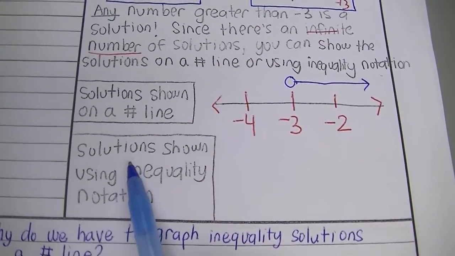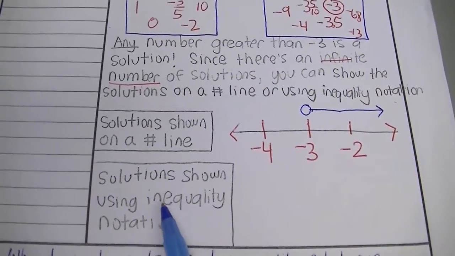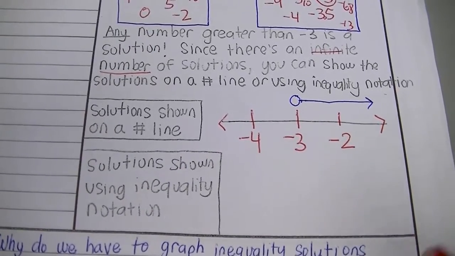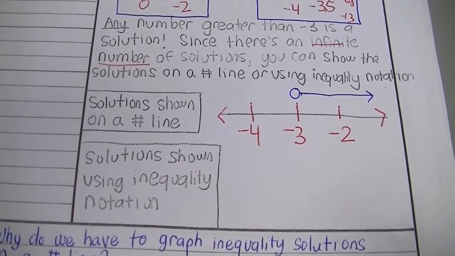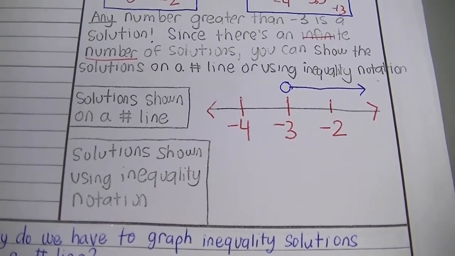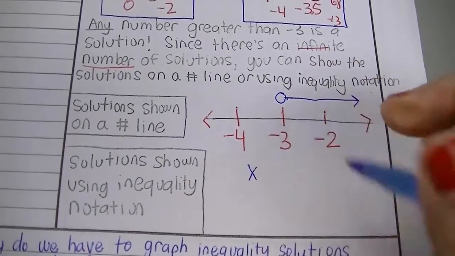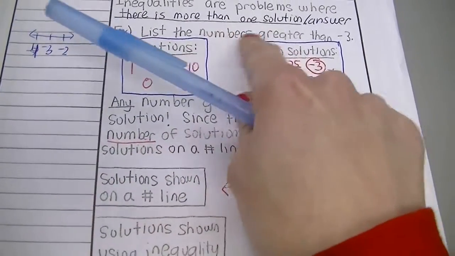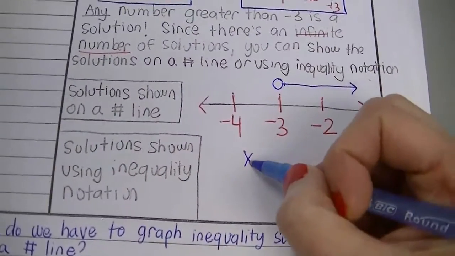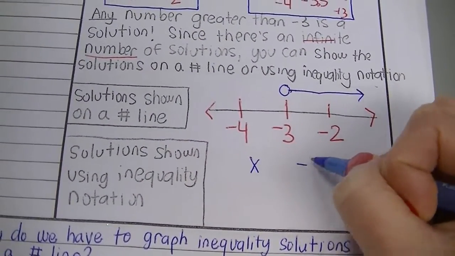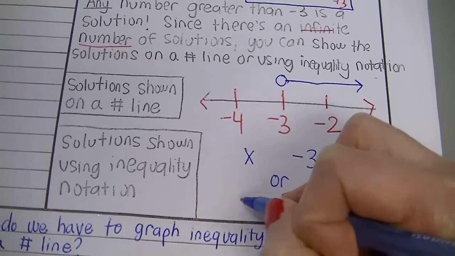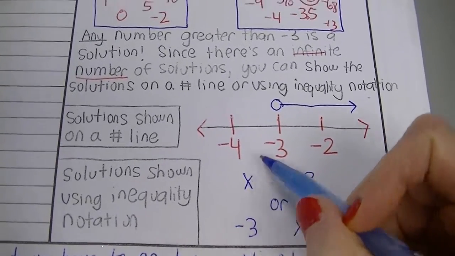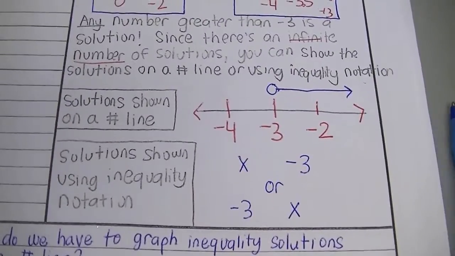All right, the next way that you can show the solutions to this inequality up here is by using inequality notation. Now, typically in algebra, they're going to use the variable x, and you're going to probably see that very often when you're dealing with inequalities. So we're going to write down x, and x is going to represent those numbers that are greater than negative 3. So you're going to write down x, and then you're going to write down that number right there. Or you could write the negative 3 first and then that variable second. Remember, the variable represents those numbers that are greater than negative 3, okay?